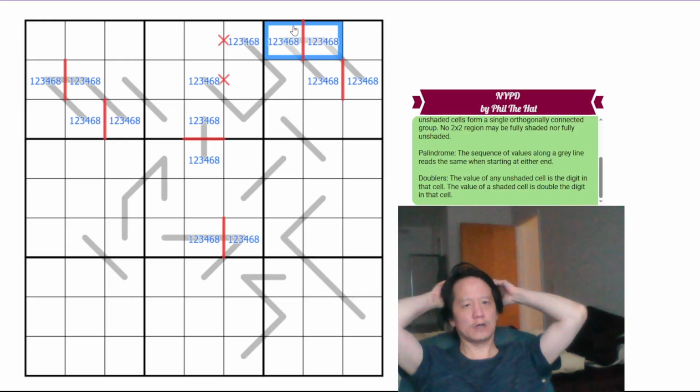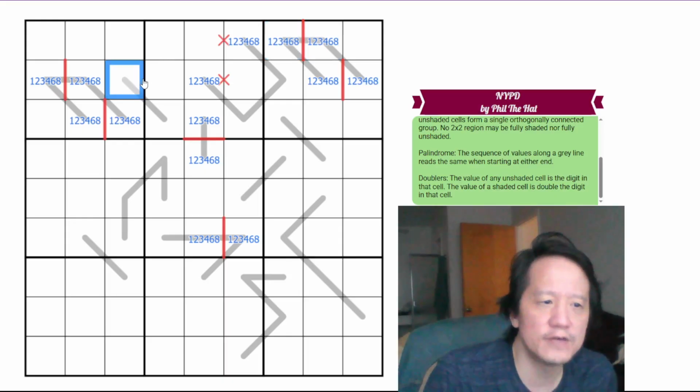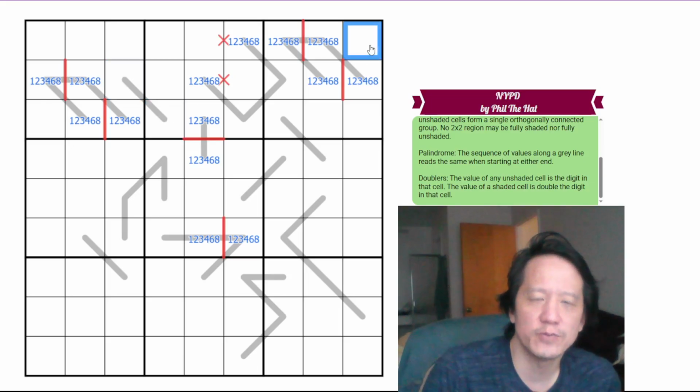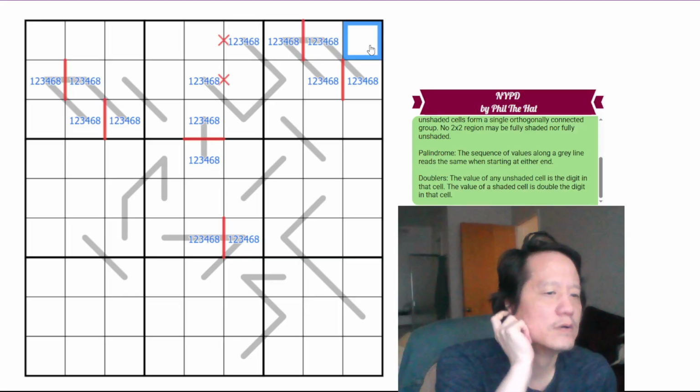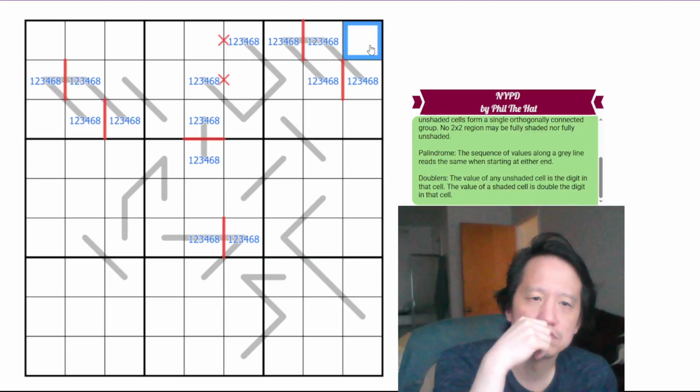Interesting. Okay. Say this is a 579. That means it's guaranteed to be here, and then it would have to be guaranteed to be that cell there. Oh, that's interesting.